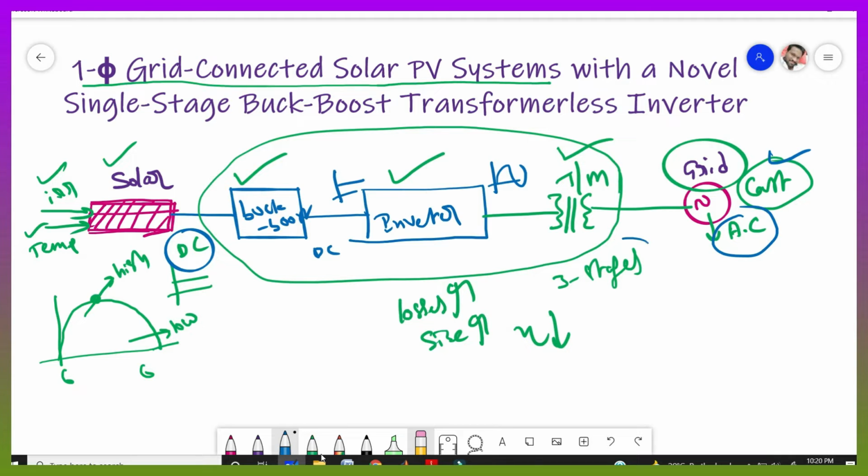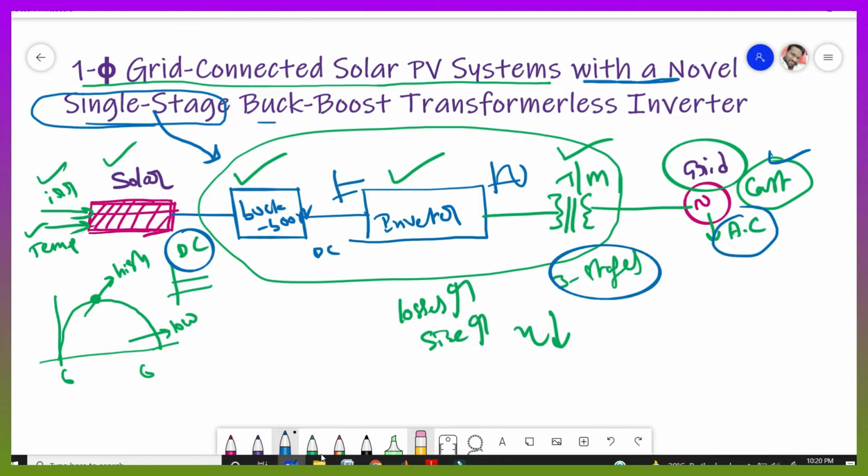So to reduce these stages, we are implementing a new technology, that is this single phase grid connected solar PV system with a novel, that means new, single stage. That is the meaning of single stage. Why are we using this word? Single stage means in the conventional, old technique, we use a number of stages to convert this DC to AC and give it to the grid. But in our project, we are using only a single stage. In only a single stage, we get the buck boost and the inverter operation also. That is the main thing.